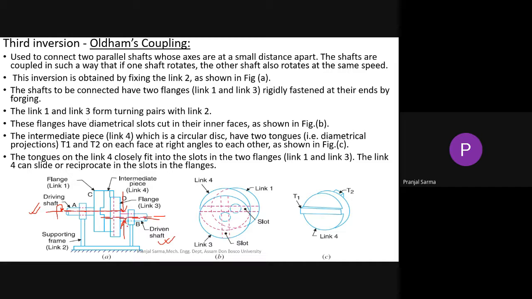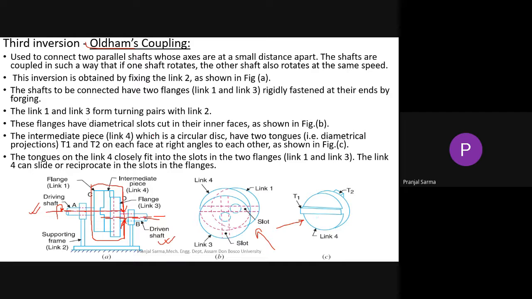Now in this kind of case, to connect shafts which are parallel but whose axes are a small distance apart, we use this coupling known as the Oldham's coupling. This is the coupling and this is the technique. In this particular case the inversion is by fixing link 2 from here. Here you can see we have got this fence portion and one intermediate piece to access both sides of the shafts. That basically constitutes the main part of this coupling.